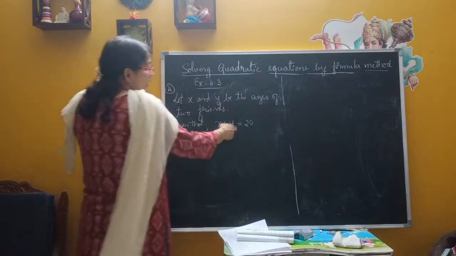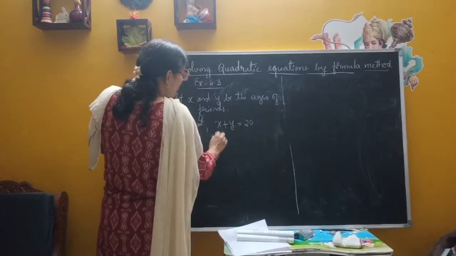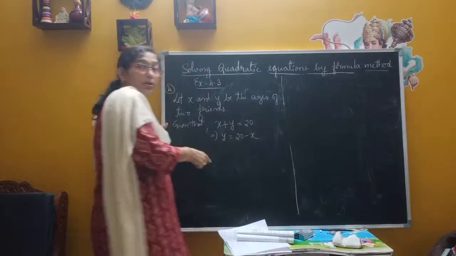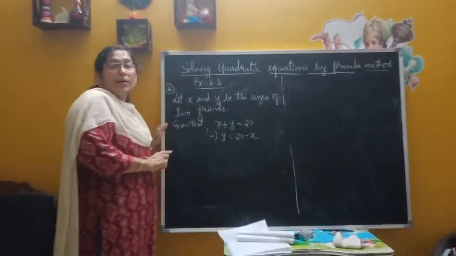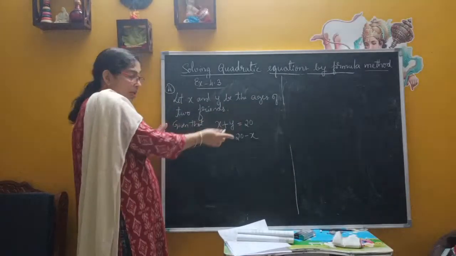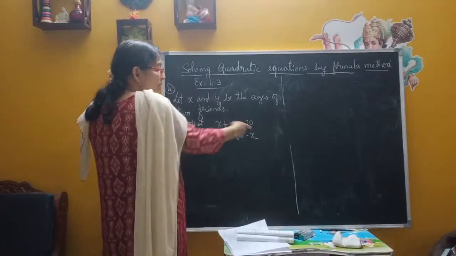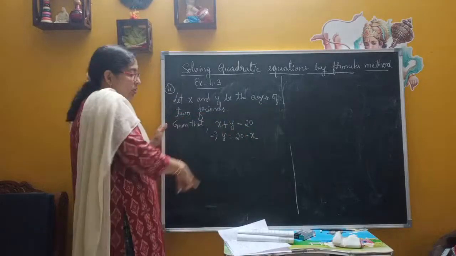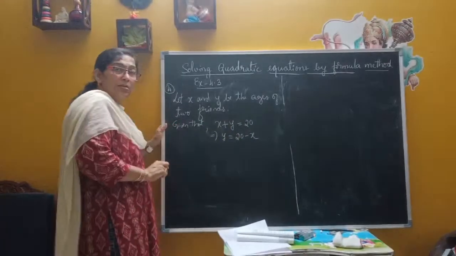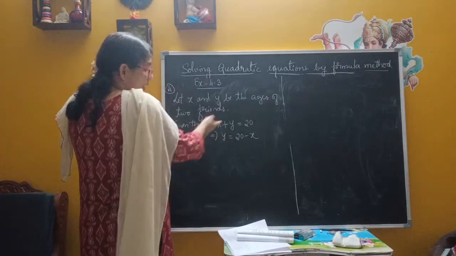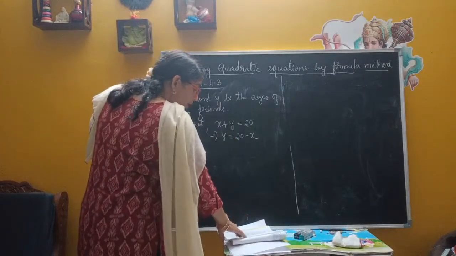So let us write y as 20 minus x. Why should we convert? Because we need a quadratic equation in one variable. Either we can have it in terms of x or in terms of y. If you want y, take 20 minus x. If you want x, take 20 minus y. So I will take y is equal to 20 minus x, y in terms of x. This is equation 1.